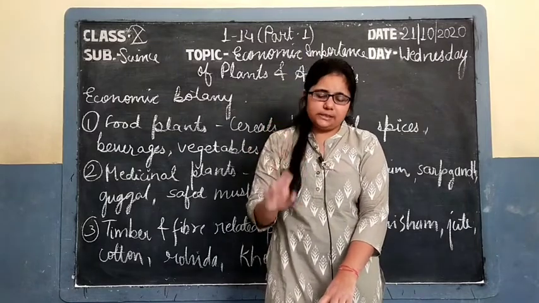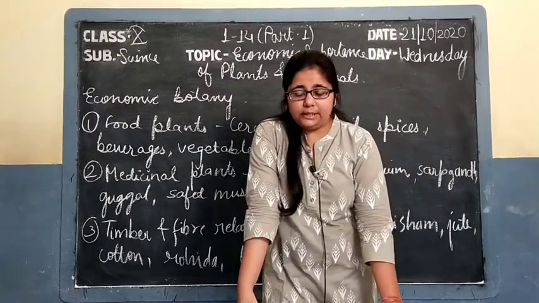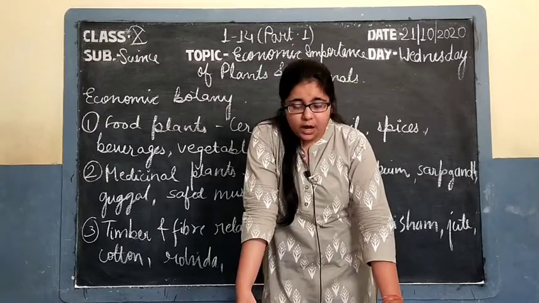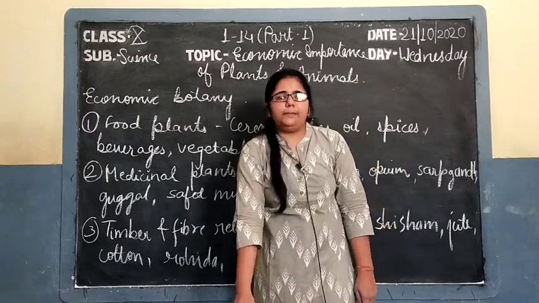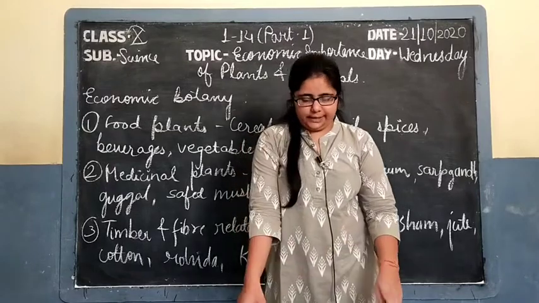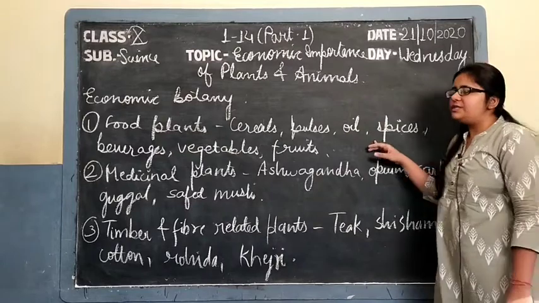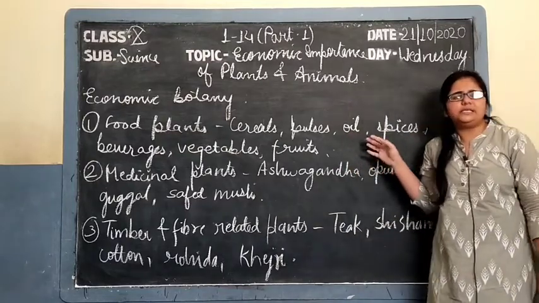Then the next pulse is soya bean, that is Glycine max, which has the highest amount of protein among the pulses. Then comes the next category, that is oil yielding plants, in which hydrocarbons, esters and fatty acids are present.